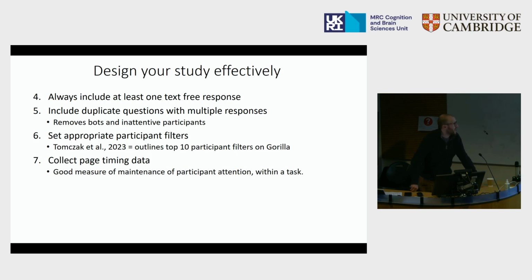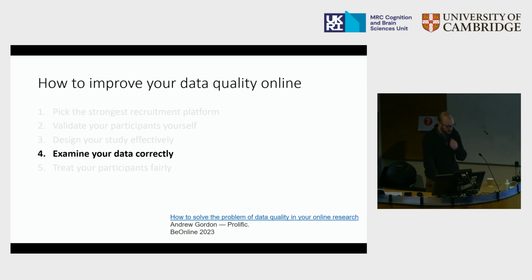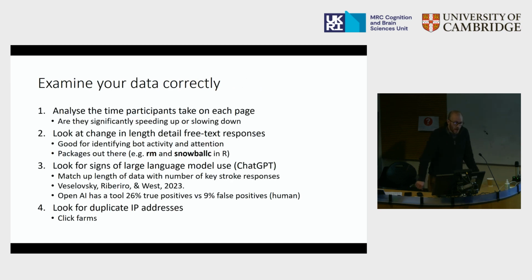And collect page timing data. I'll explain this more on the next slide, but it's a really good way of checking participant attention within the course of a task. So examine your data correctly. Again, this might be a good way to kick out bad participants, inattentive participants or bots. Analyze the time that participants take on each page. If your participants are significantly speeding up or slowing down during the course of the experiment, assuming that your experiment is not designed to get more challenging as it goes along, that's a very good metric of them just clicking because they're getting bored, or starting to look at other web pages towards the end. So a good sanity check is to check that.